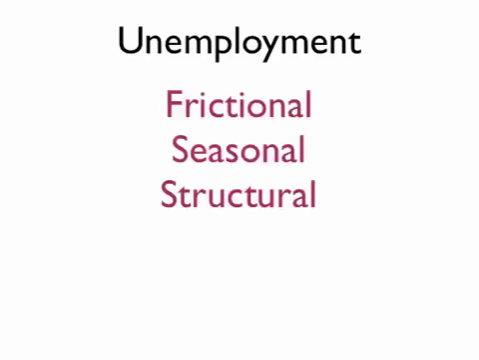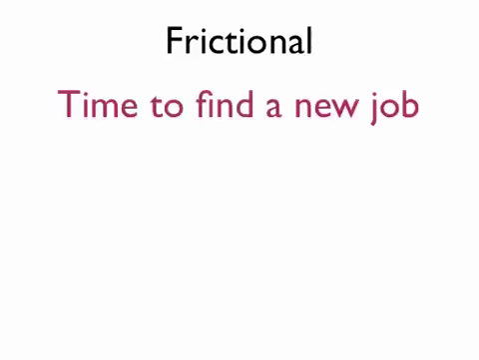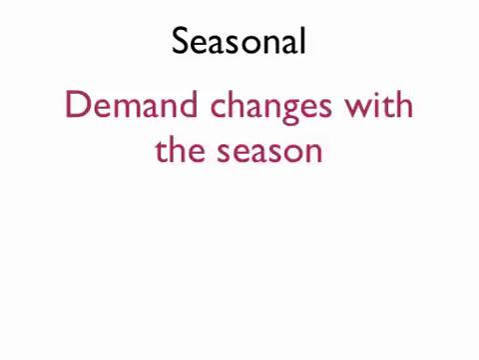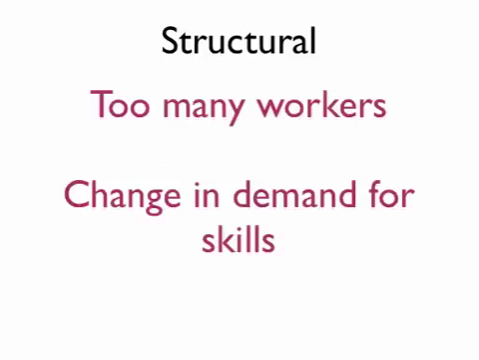All right, there are three types of unemployment: frictional, seasonal, and structural. Under frictional, it's simply somebody that's trying to find another job that they have the skills and ability for, and there is current demand for that skill. Seasonal unemployment changes depending on the time of year. Structural unemployment is where you have too many workers looking for a job, or there's no longer demand for those skills, so they have to develop new skills, some new human capital, in order to be employable in the future.